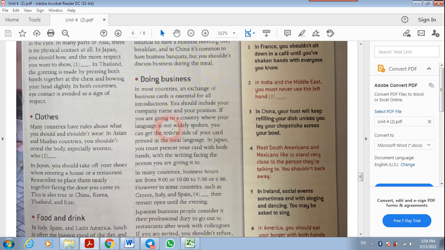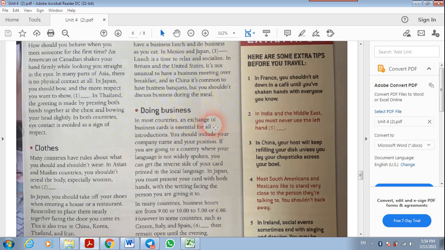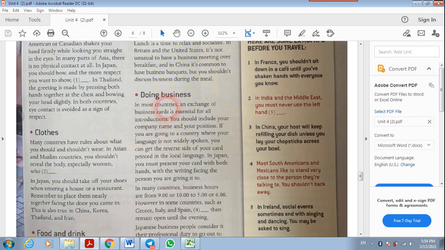Doing business. In most countries, an exchange of business cards is essential for all introductions. Exchange means to give something and get something in return. تبادل. الاكسشينج هو التبادل، لذلك مكاتب الصيرفة فيسموها exchange. Money exchange businesses. To exchange business cards is essential for all introductions.